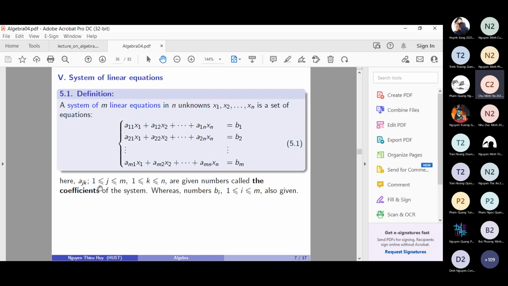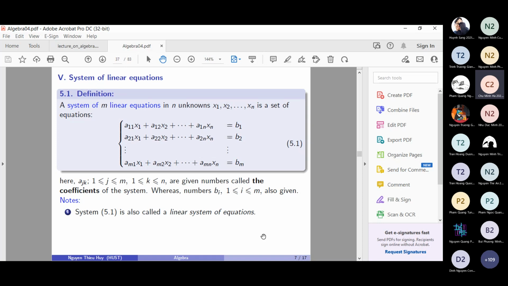They are given, and the unknowns are x1, x sub 2, and so on, x sub n, which we have to find. These are unknowns. And the numbers b1, b2, and so on until bn are also known, also given. And here I give you another name. Normally we call this system 5.1 a system of linear equations, but sometimes we can call it a linear system of equations. It has the same meaning.